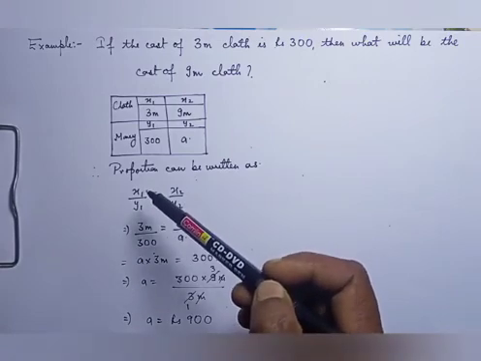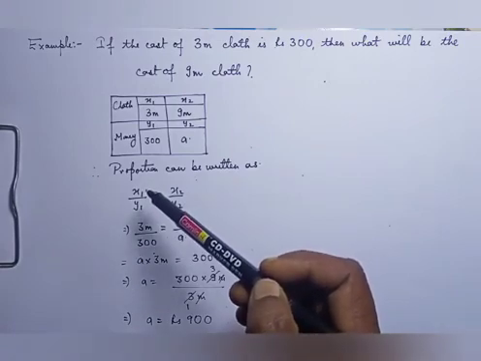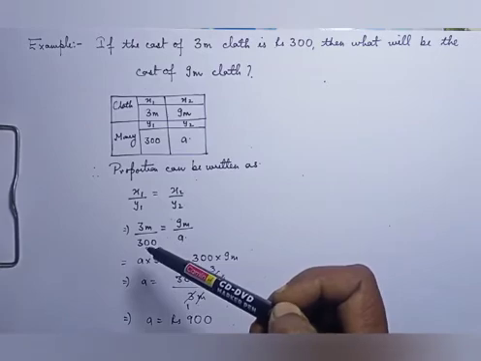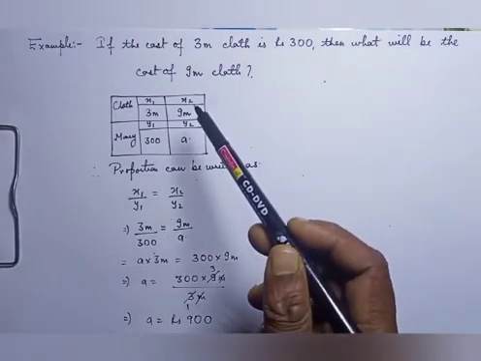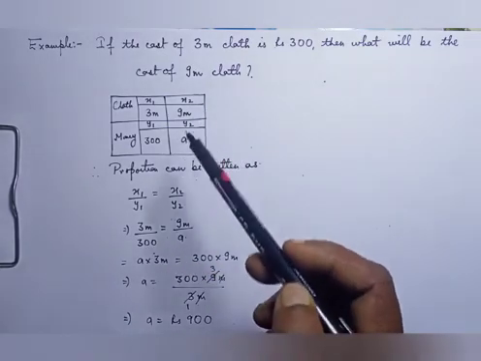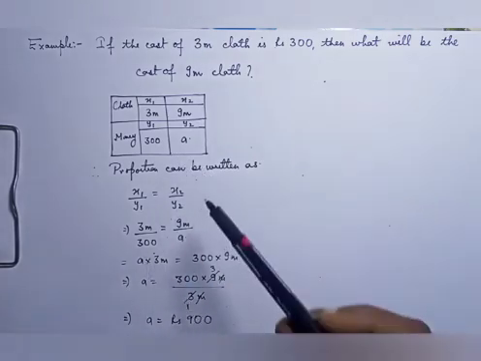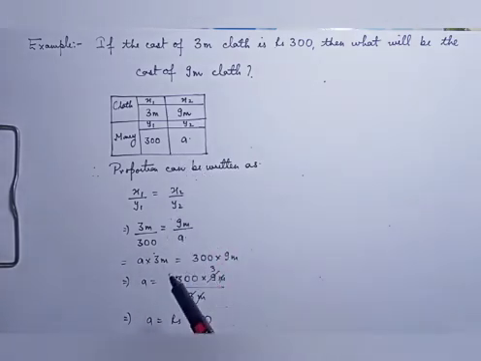Now x1 is given as 3 meters and y1 is given as rupees 300. x2 is given as 9 meters and y2 is unknown to you. So when you cross multiply, you get y2, the value of y2, as rupees 900. I hope it is clear to everyone.